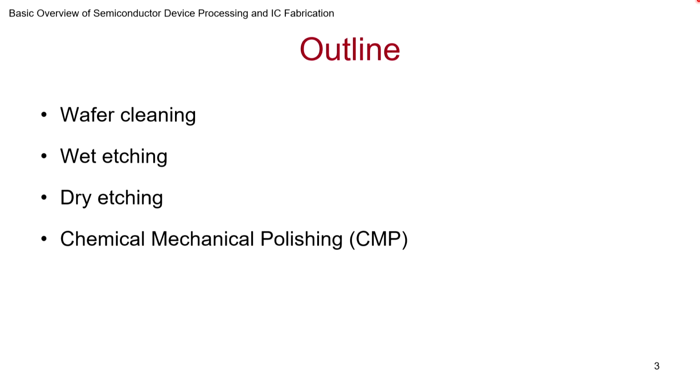This will be the outline of today's talk. First we'll talk about wafer cleaning. In a way, that's also a subtractive process. You want to get rid of unwanted stuff that may be there on the wafer. Then we'll talk about etching in two forms. One is wet etching, another is dry etching. And then we'll talk about a method of subtractive process, which is chemical mechanical polishing, which is very important in today's IC fabrication. I won't be going into very much detail, but I'd like to highlight that.